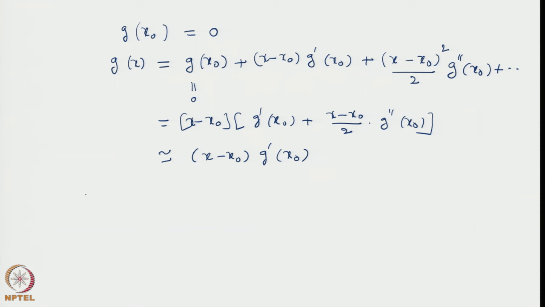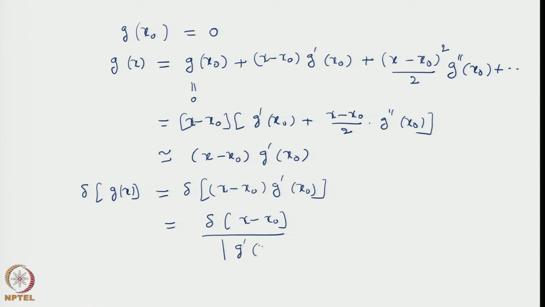With this, we have delta of g x will become delta of x minus x naught times g prime x naught. We have seen earlier that delta function of a product can be reduced to delta of x minus x naught divided by mod g prime x naught. So, this basically proves the result for a case where we have one zero. So, if you have a series of zeros, finite number of zeros, then this Taylor expansion will be true around every one of those zeros, and one gets the result that we wrote down just before this.